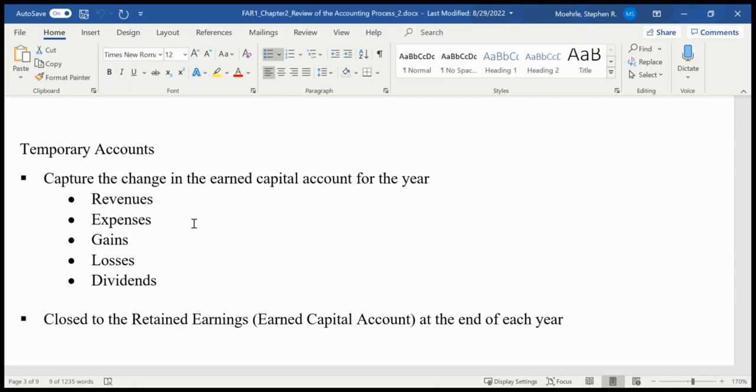All of these temporary accounts are closed to the retained earnings account, the earned capital account, at the end of each year or at the end of every accounting period. We're going to talk about years, but also we close the books at the end of every month and at the end of every quarter, as well as at the end of every year.